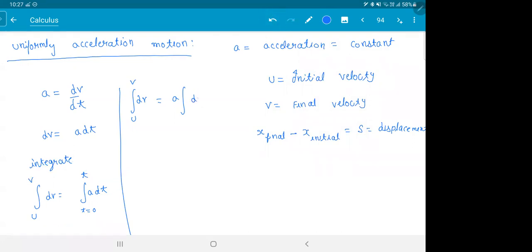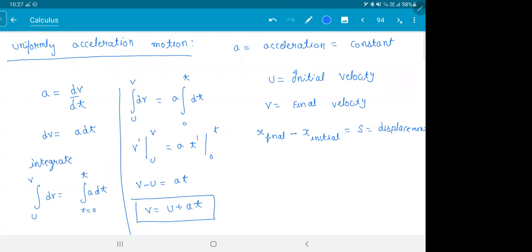So integral dt is from 0 to t. So this will be v to the power 1 with limits u to v, and this will be a into t to the power 1 with limits 0 to t. Substitute the values. V minus u is a into t. V is equal to u plus at. Can you see? This is your first equation. Are you clear what we did?